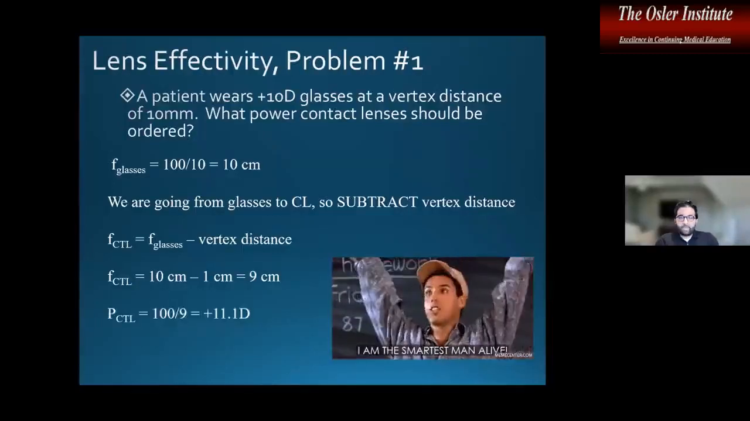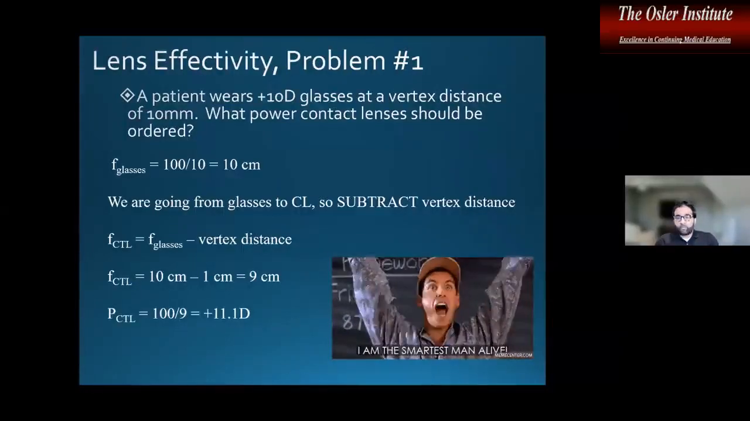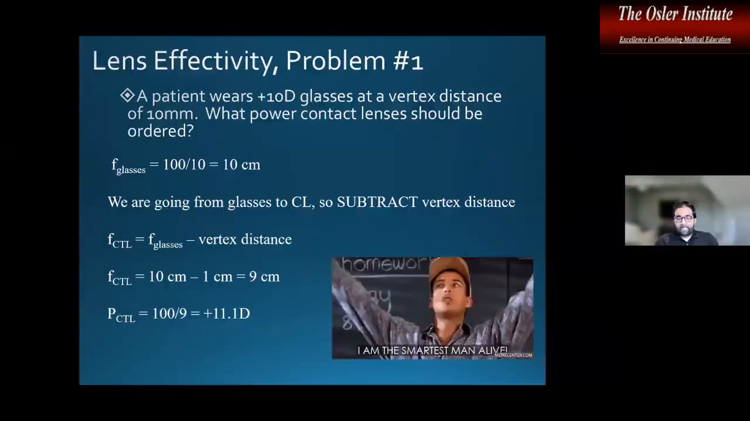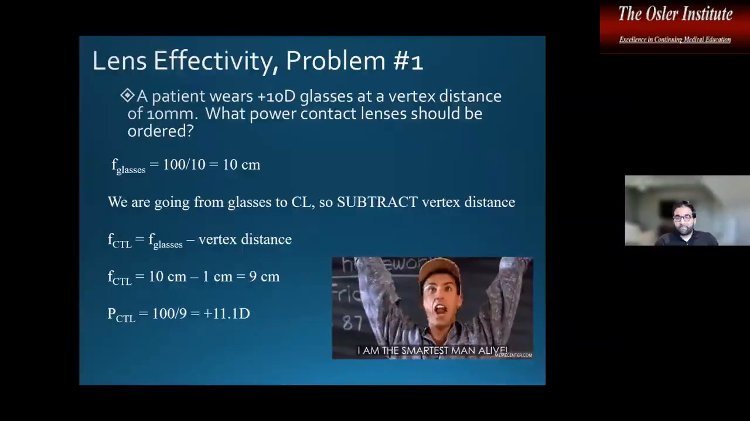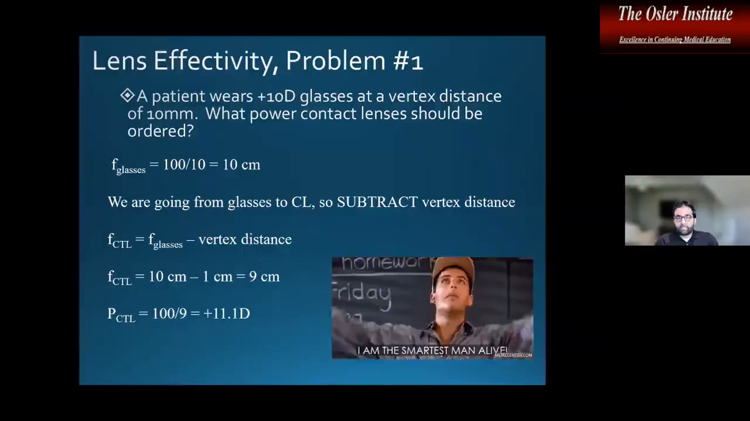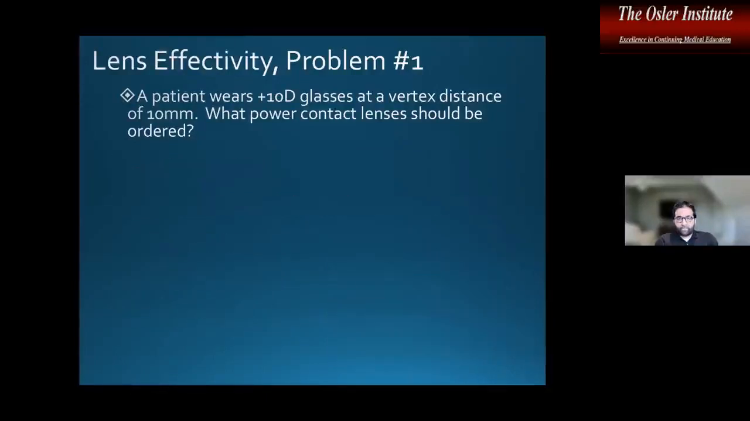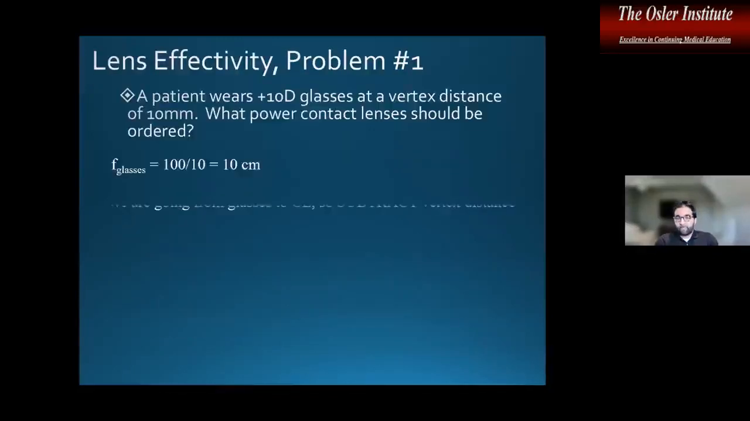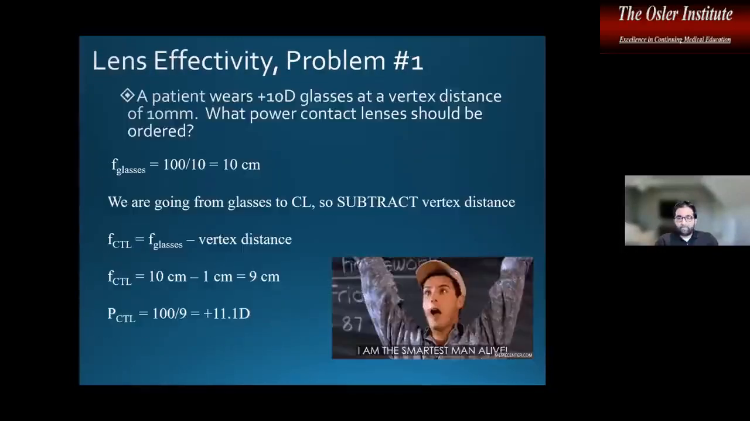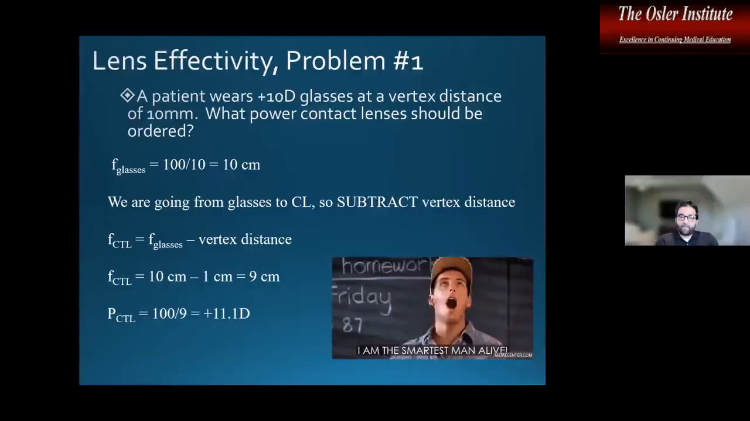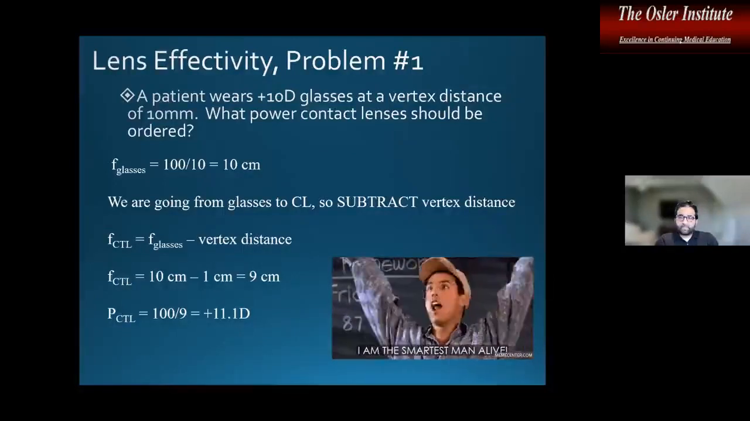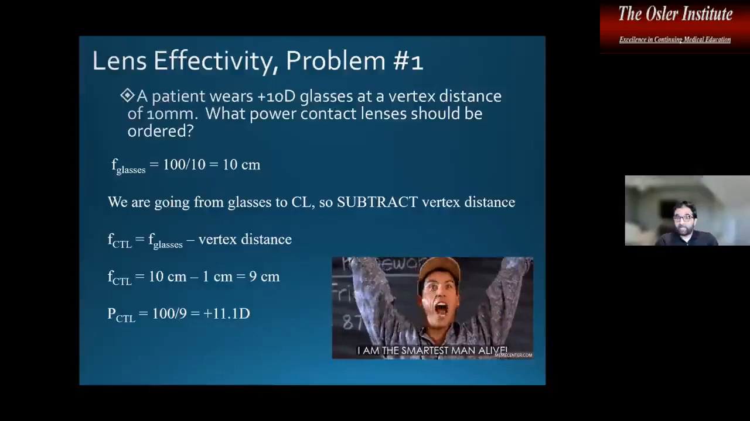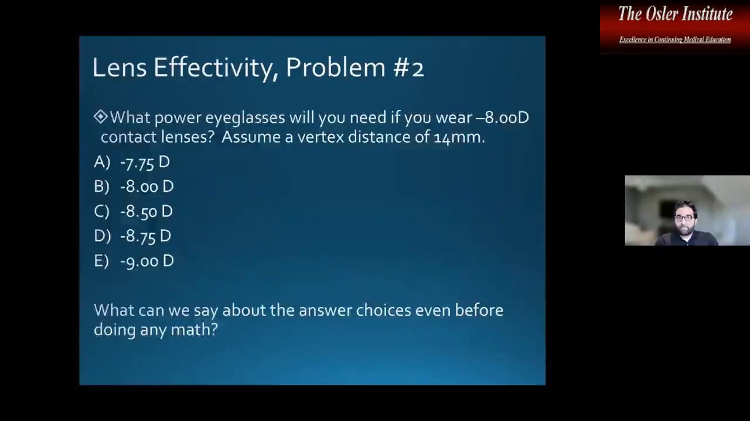So now in order to figure out the power of the contact lens, we're going to do 100 divided by 9, and that's going to give us approximately 11 diopters for the contact lenses, which was, I think, answer choice D. There you go, answer choice D. So that's going to be the correct answer. Okay, so that's a simple problem that shows how we have to subtract the vertex distance because we are going from glasses to contact lenses.